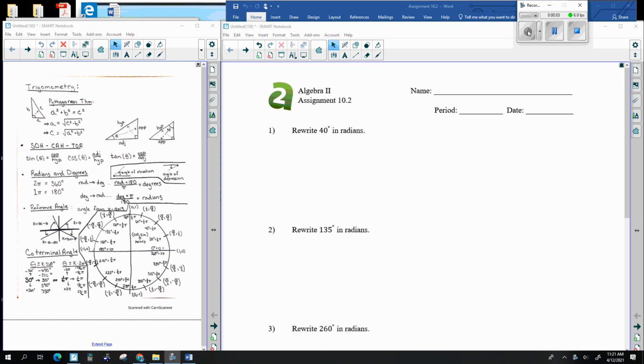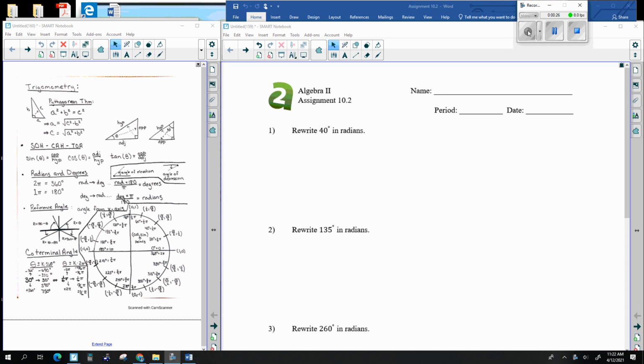This is assignment 10.2. So what we are going to be dealing with is another type of measurement of angles, and that is going to be introducing us to these things called radians. So let's go ahead and get busy with that.